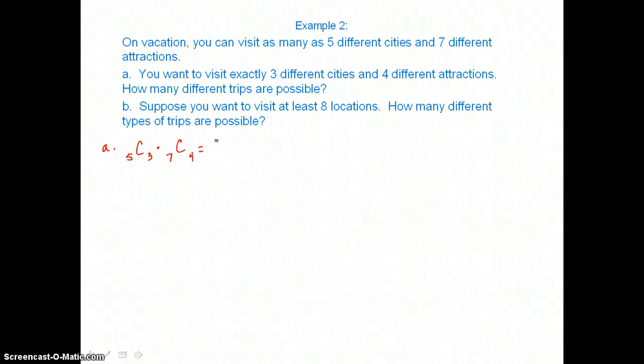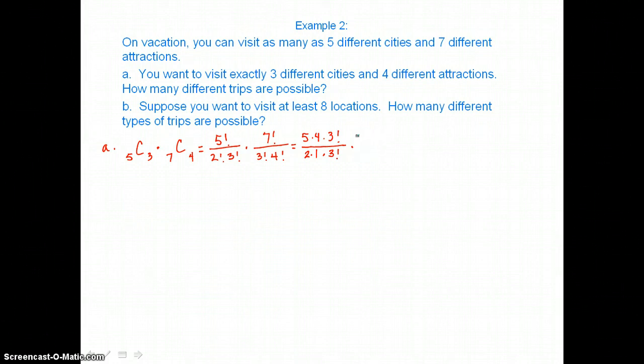Let's write those combinations: 5 factorial over 5 take away 3, 2 factorial, 3 factorial, and 7 factorial over 7 take away 4, which is 3 factorial, 4 factorial. Okay, and now we'll expand. So we have 5 times 4 times 3 factorial in the numerator of the first combination. We have 3 factorial in the denominator. We also have 2 factorial, which is 2 times 1.